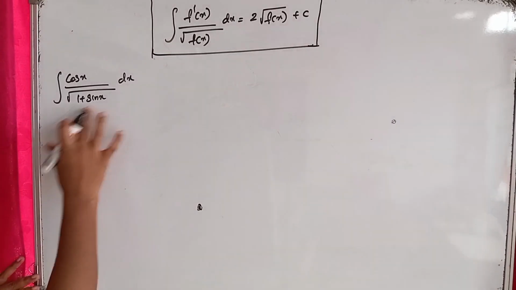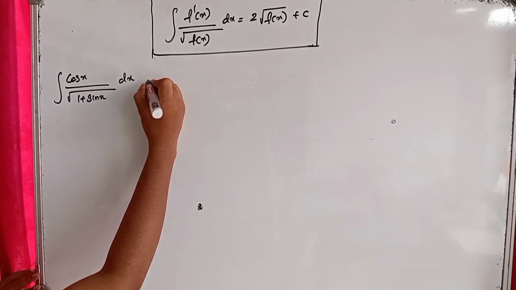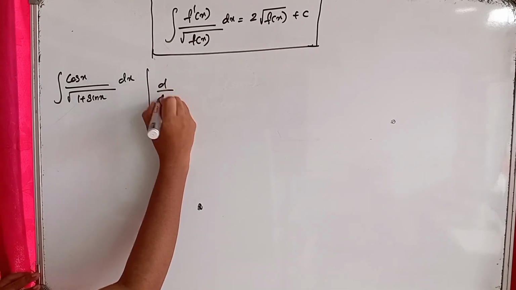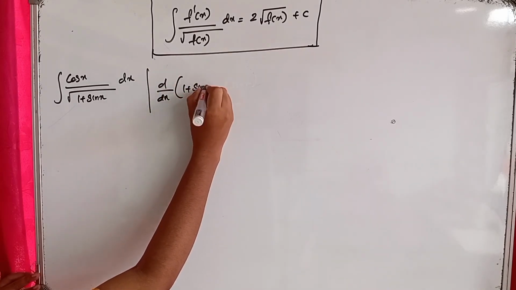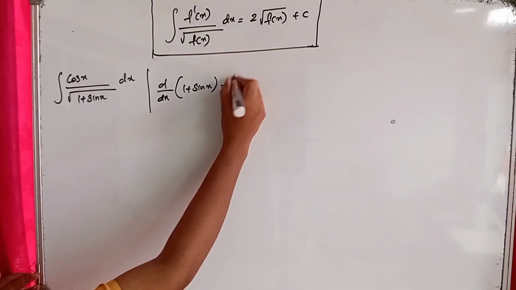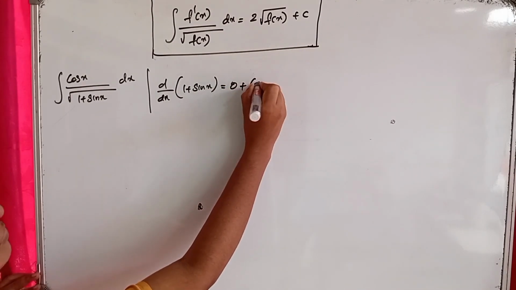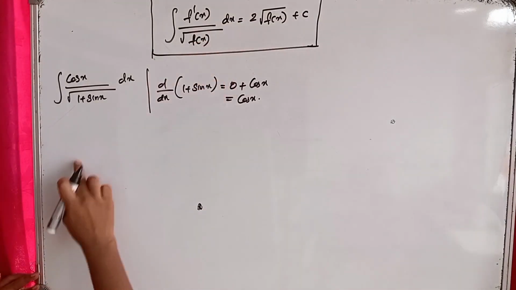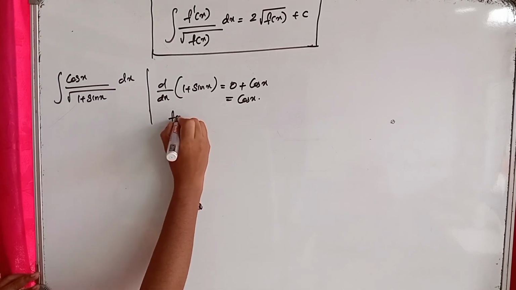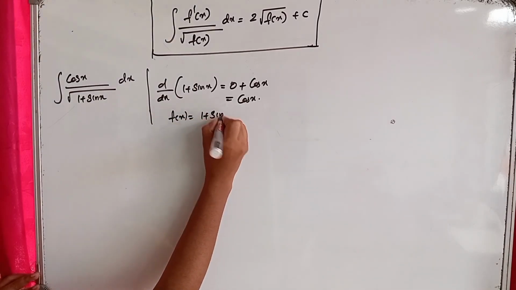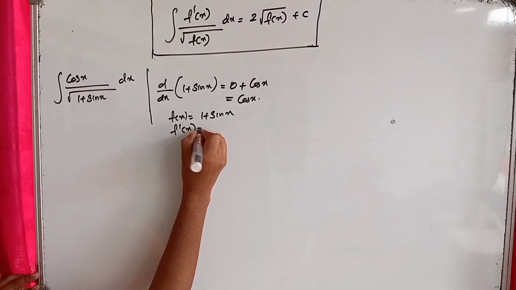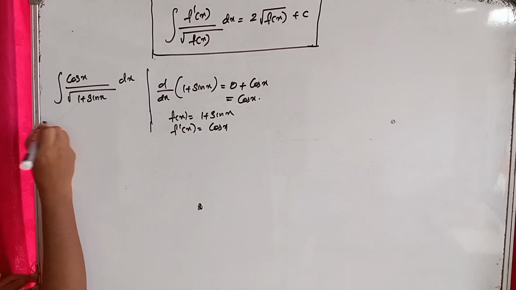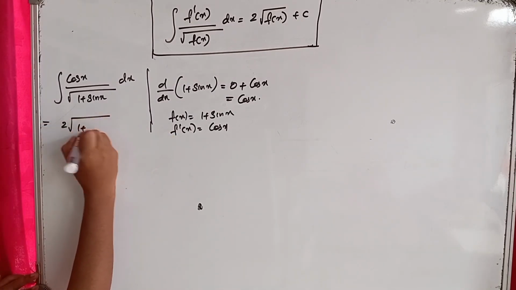The next question is integral cos x by root 1 plus sin x dx. Here also we check the derivative of the denominator, that is d by dx of 1 plus sin x. That is, we check the derivative of the term inside the square root. Okay, that is we get cos x as the numerator, so we apply this formula. So the answer becomes 2 root f of x plus c, that is 2 root 1 plus sin x plus c is the answer. Okay.